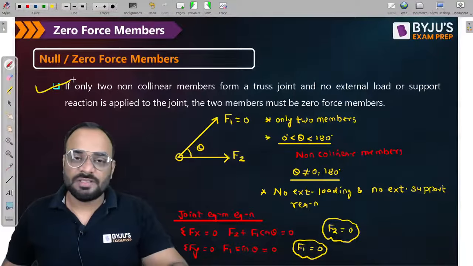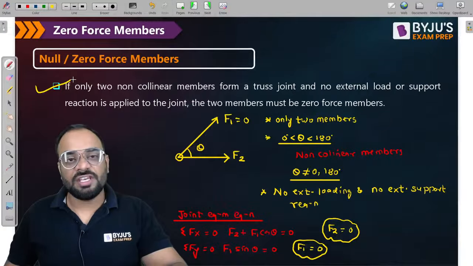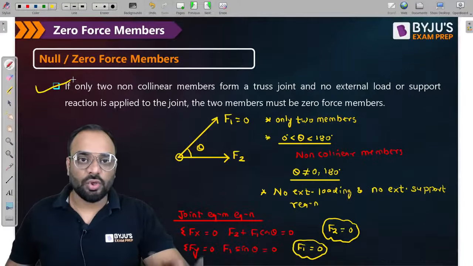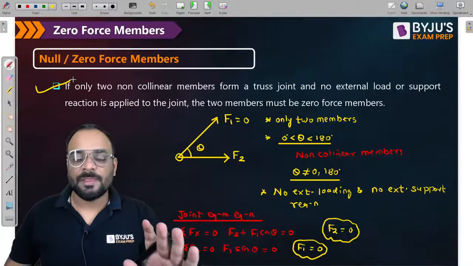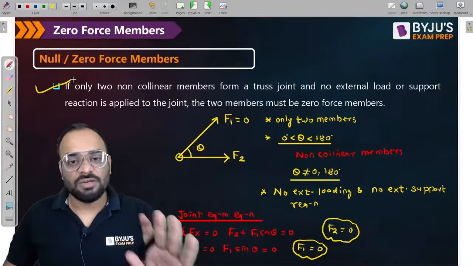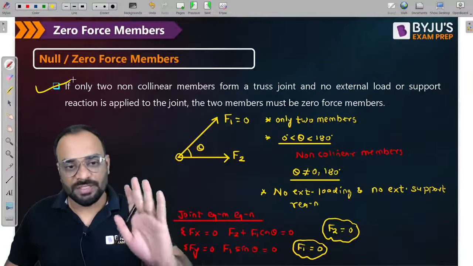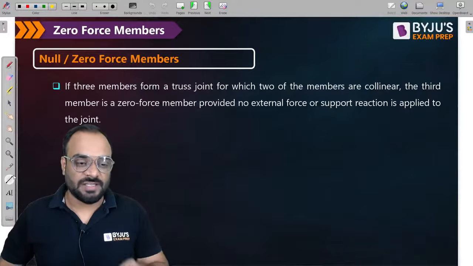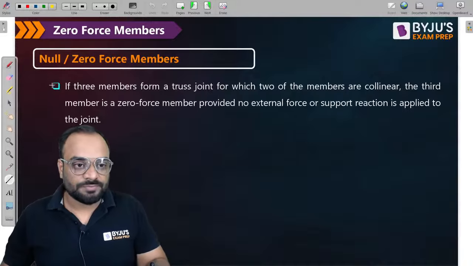If two members which are non-collinear in nature are meeting at a joint where no external loading and no external support reaction is there, then these two members will have zero force. And now you are able to understand it very well. Okay, now let us understand the second condition, guys. This is our condition number 2.